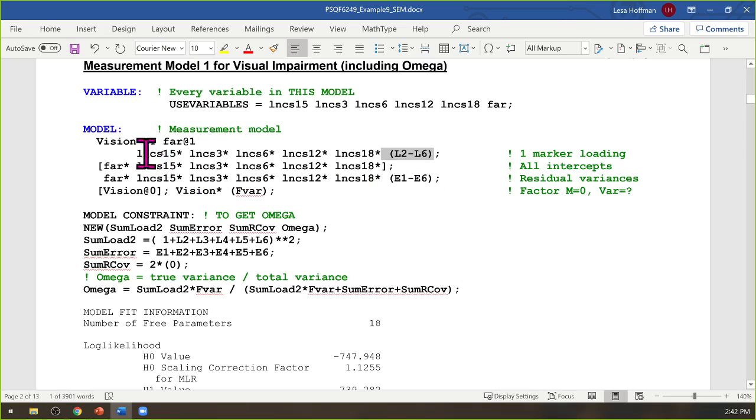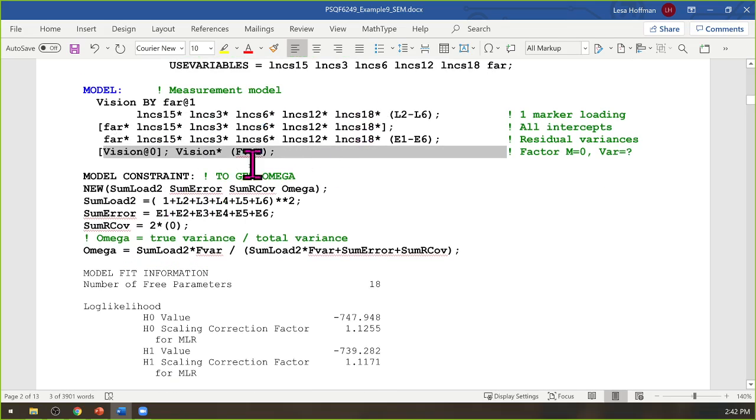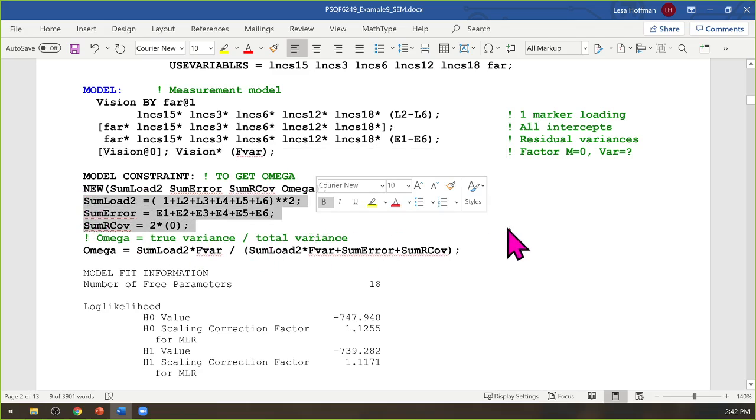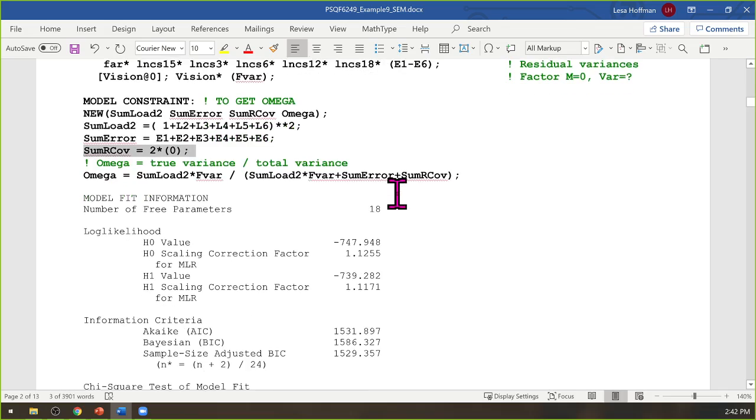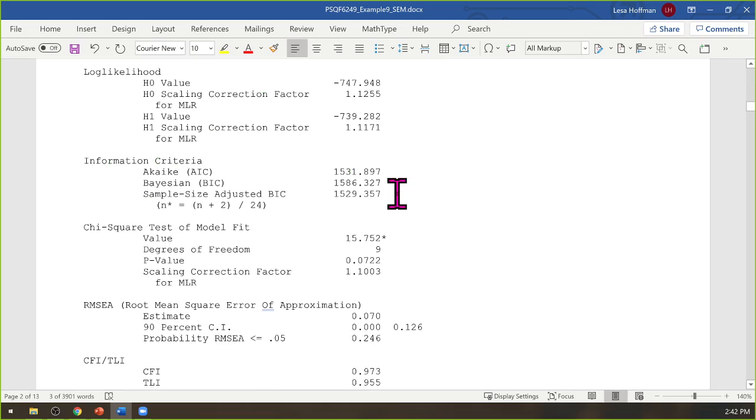So this is CFA land, so I've got my loadings and intercepts, I've got in my brackets, I've got my error variances, and I've got my vision factor whose variance is going to be estimated. I am feeding those values into model constraints so that I can compute an omega. And just to make it easier to compute it, I'm calculating the pieces of the omega separately, and I'm including a placeholder for the error covariances, even though there aren't any in this case, just as a point of demonstration. So here are my results.